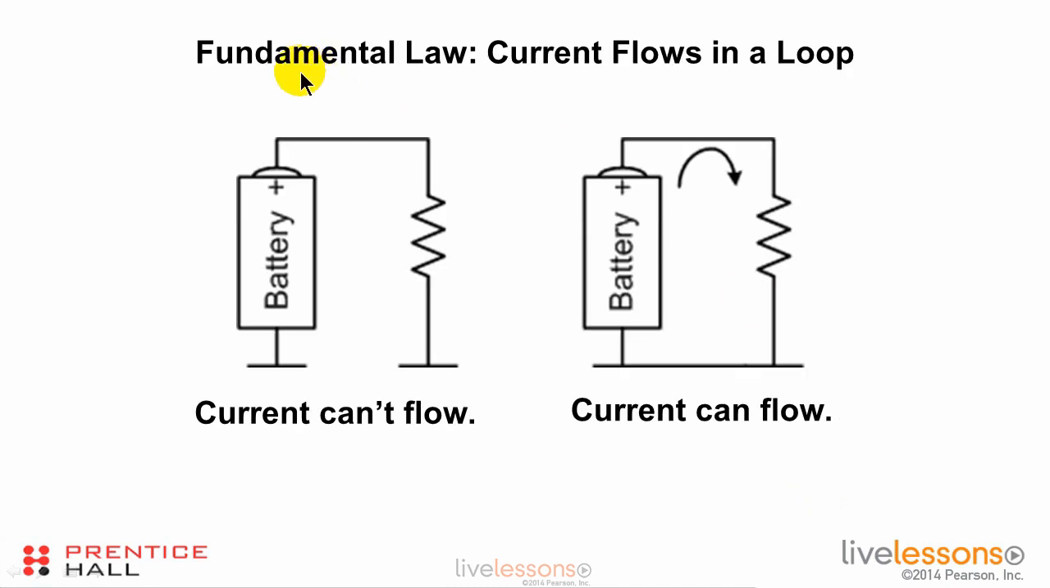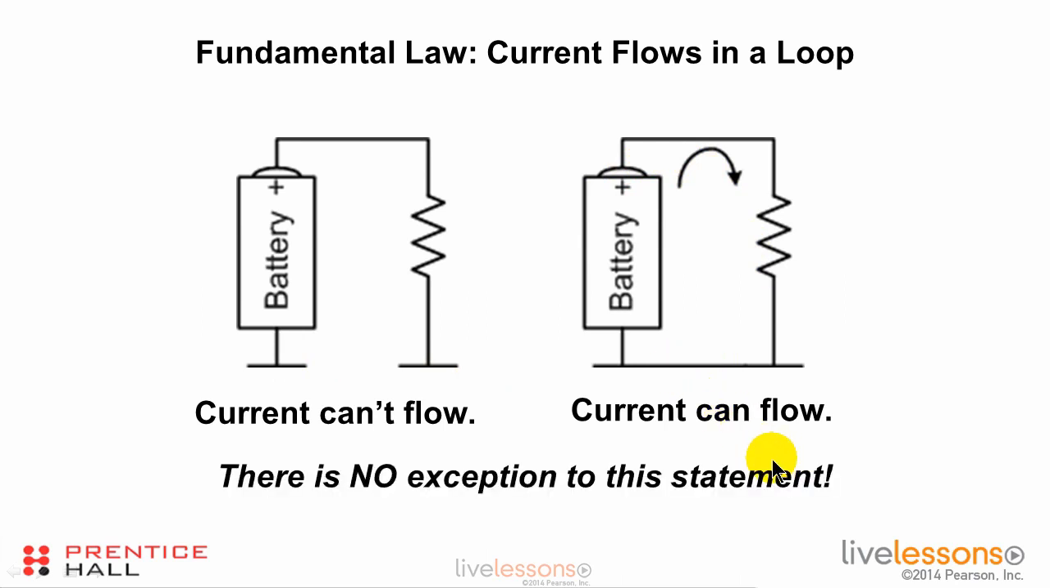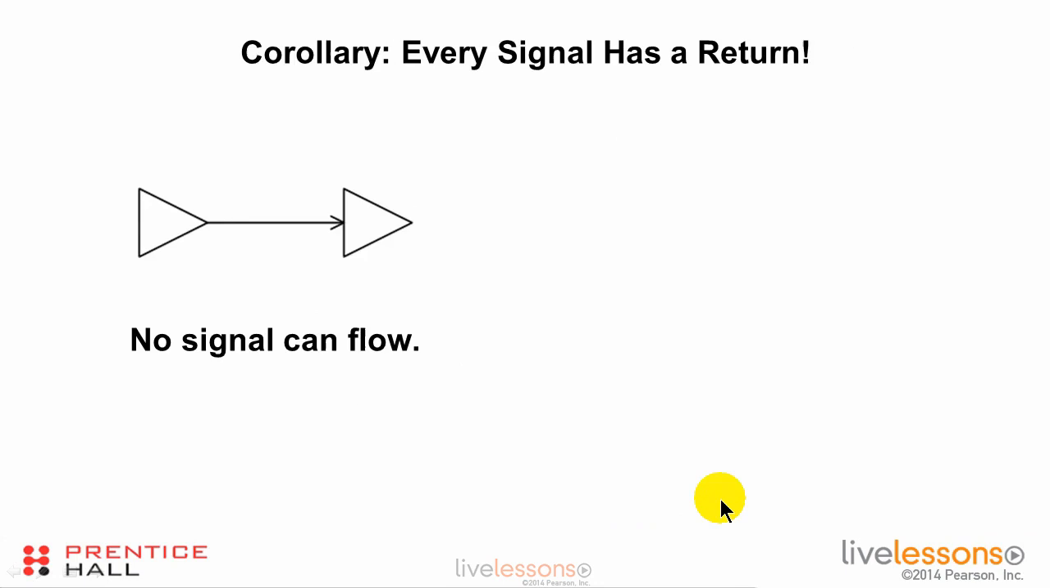Now, here is a fundamental law. Current flows in a loop. Here we have a battery and a resistor. Current can't flow because the loop is open. But here, current can flow because the loop is closed. Current flows in a loop, and there is no exception to this statement.